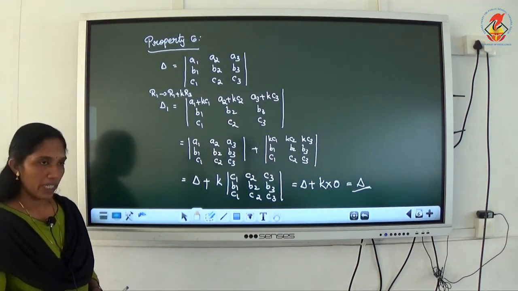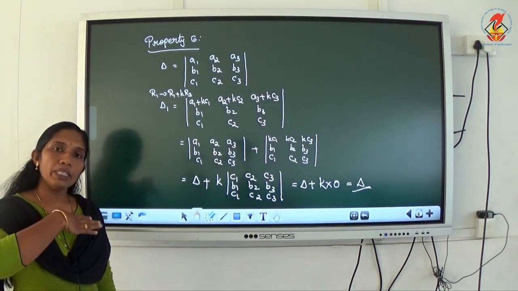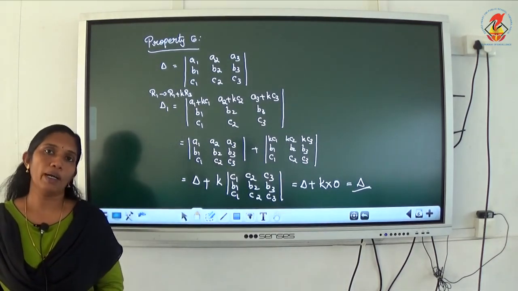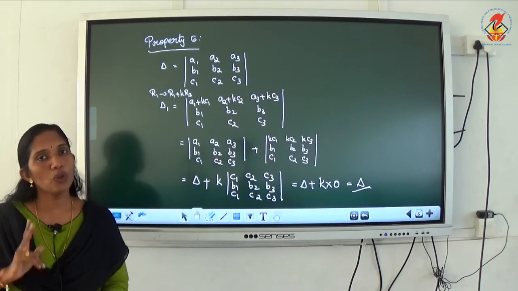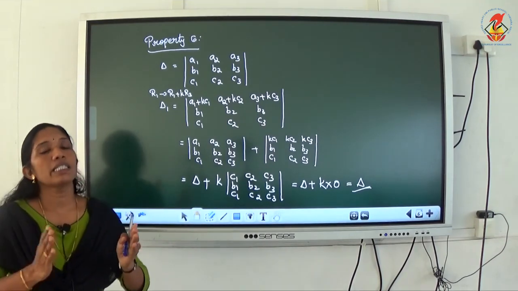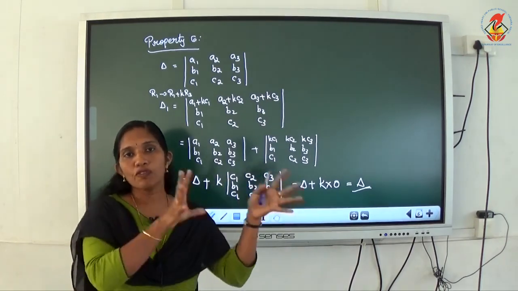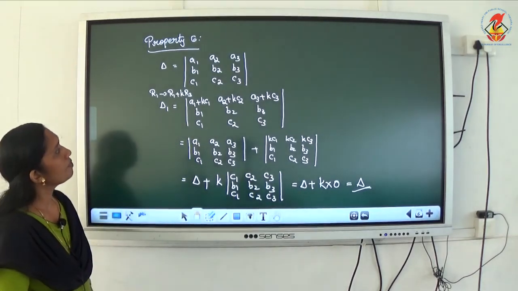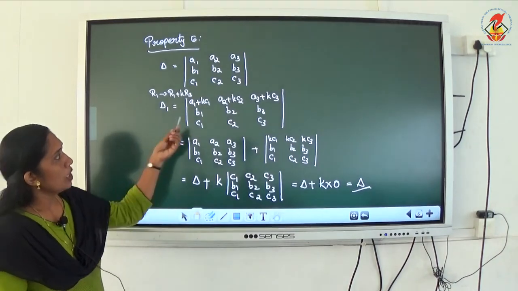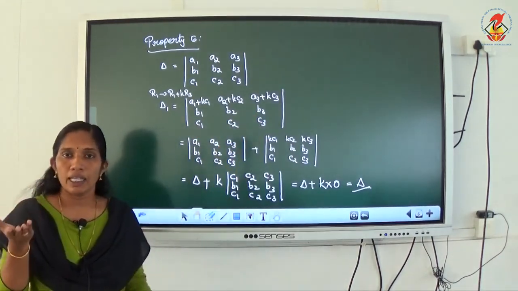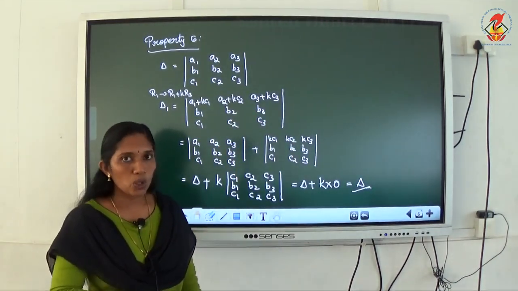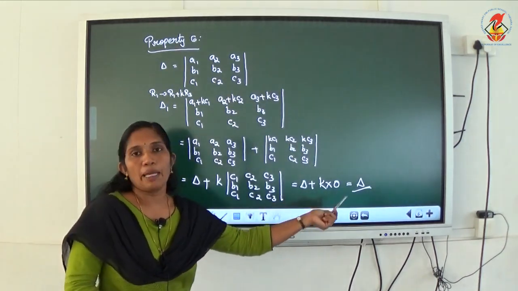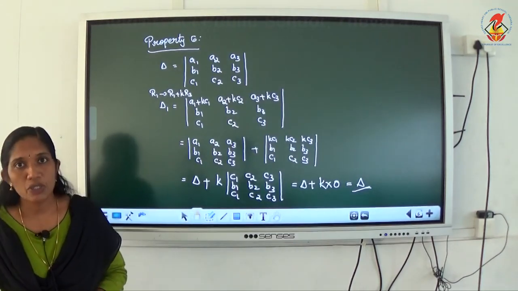Property number 5: if some or all elements of a row or a column are expressed as a sum of two or more terms, then the whole determinant we can express as a sum of two or more determinants. And the last property: if to each element of a row or column the equimultiples of any other row or column are added, then the value of the determinant remains the same. I hope all of you understood this session.